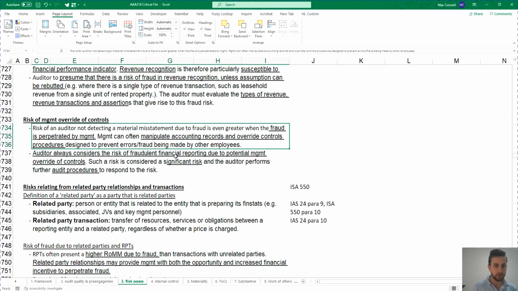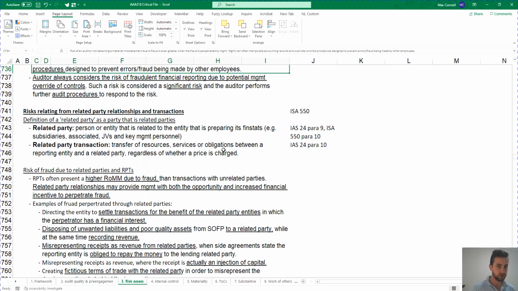So the risk of an auditor not detecting material misstatement is even greater when the fraud is perpetrated by management. Management can often manipulate accounting records and override control procedures designed to prevent fraud being committed by other employees. Auditors always consider the risk of fraudulent financial reporting due to the potential management override of controls. Such a risk is considered a significant risk, and the auditor performs further audit procedures to respond to the risk.